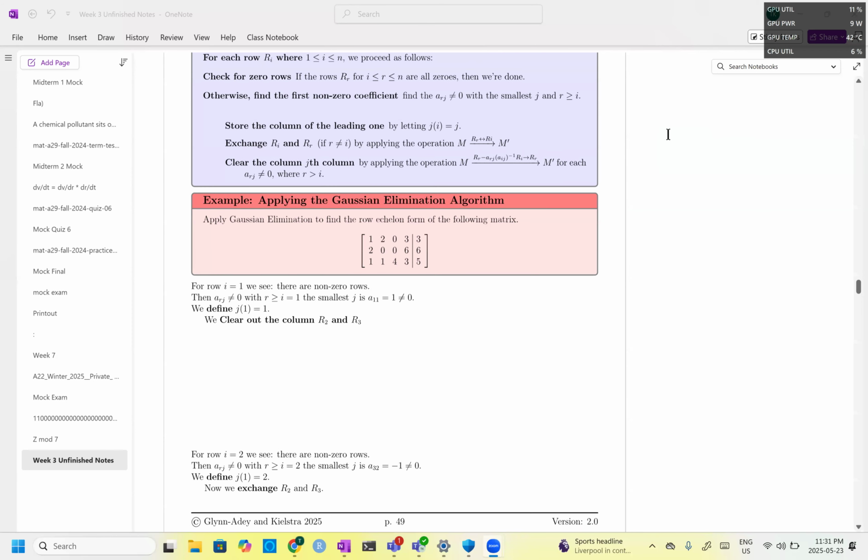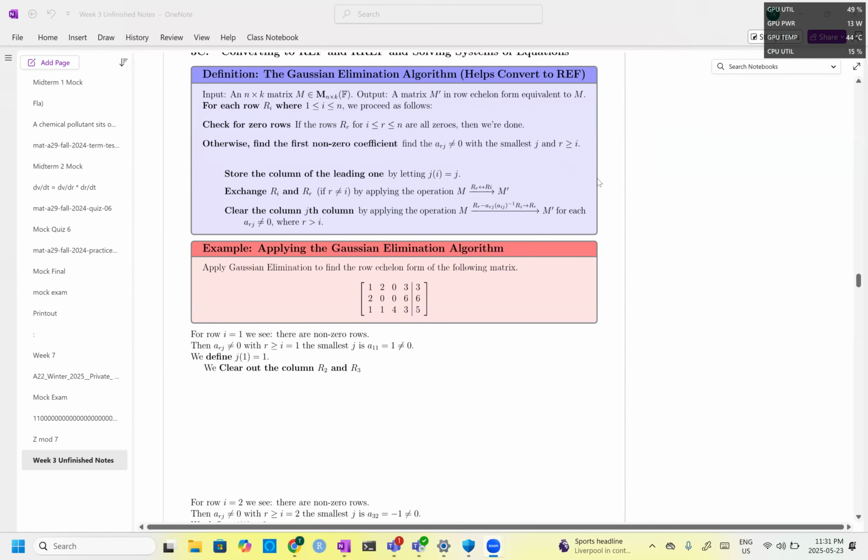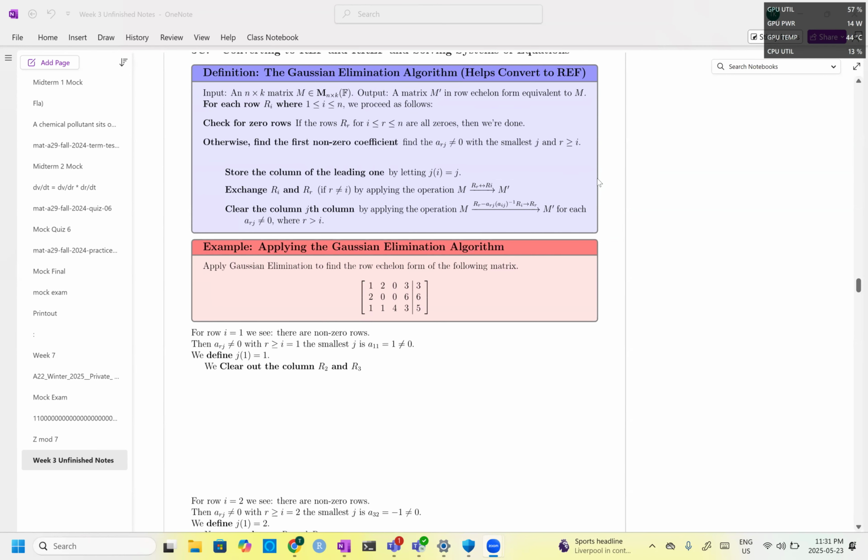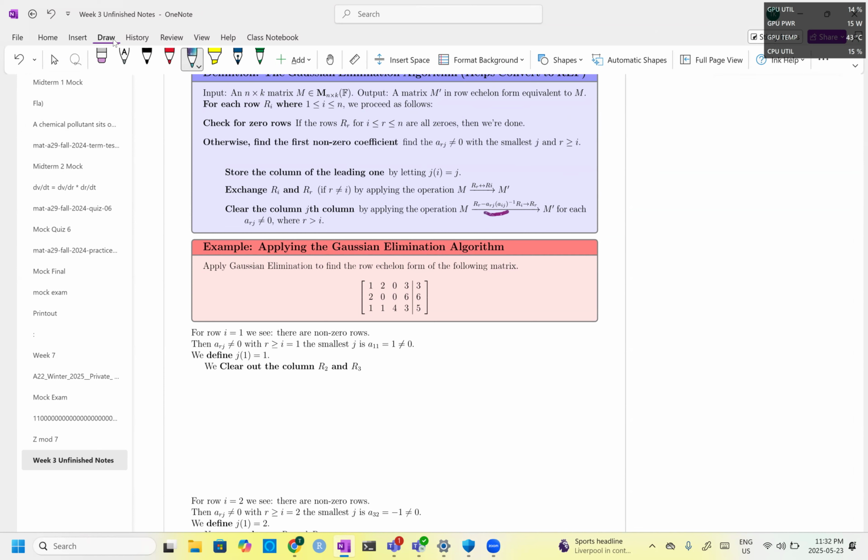So in this example, we're going to apply Gaussian elimination to the following matrix. Now, the key here is that we apply row operations to swap the entries. And then there's this interesting formula here where we have Rij times Rj, or Arj times Aij inverse.